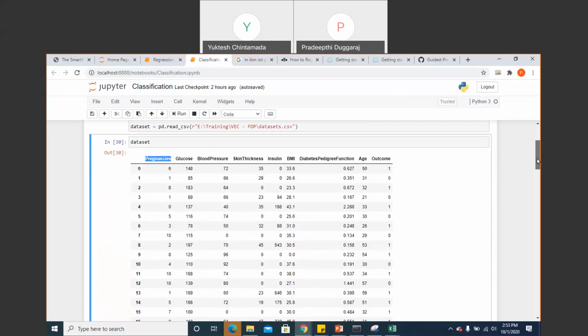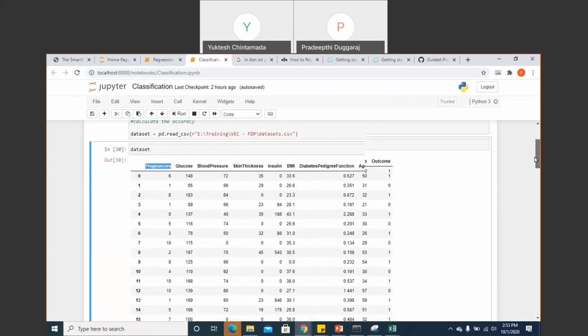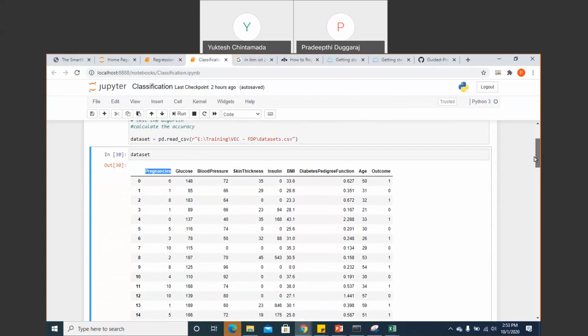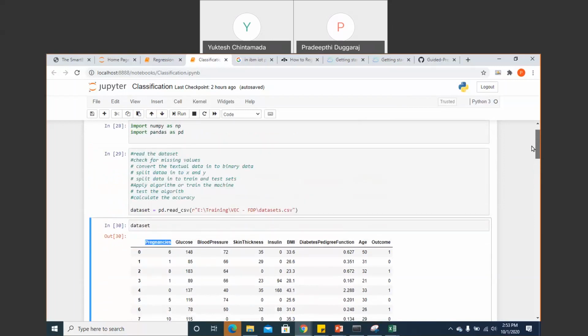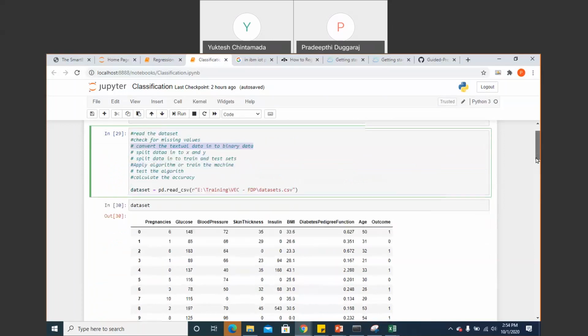Now in this data set, we don't have any textual data, so no need of this step also. Handling the missing values is not needed because there are no missing values. No need of converting the textual data into binary data because we don't have textual data. Next is to split the data into X and Y.